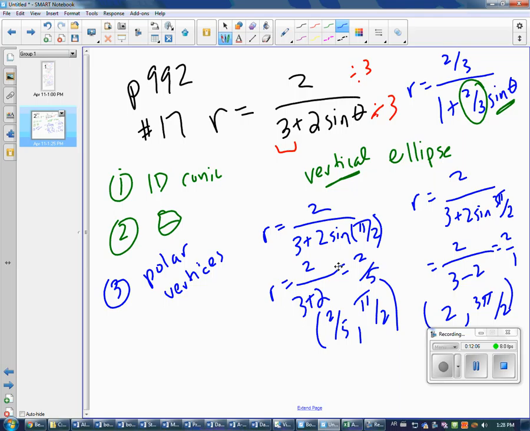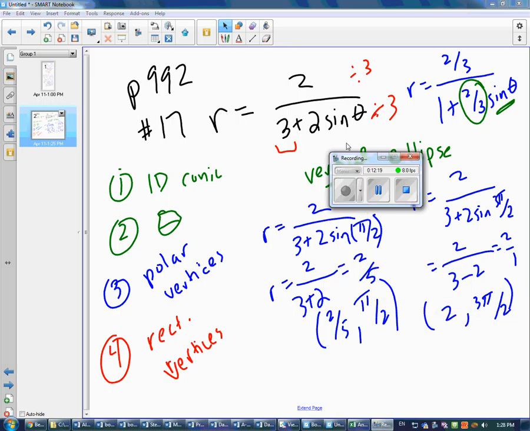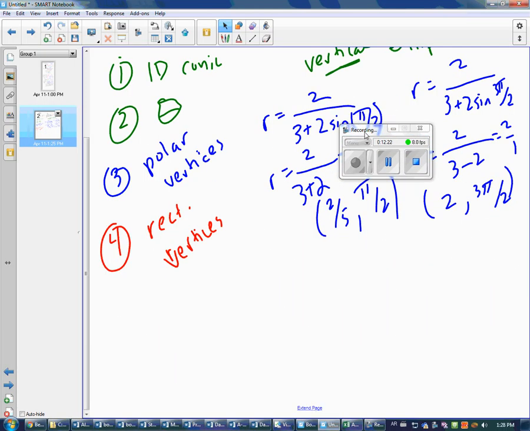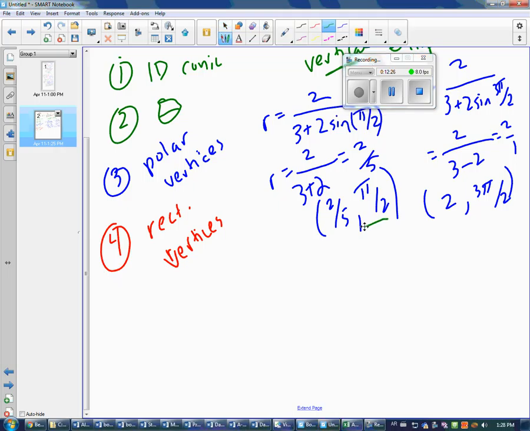So those are the polar vertices. Next, we're going to convert the polar vertices into rectangular vertices. So graphing these, if I go to angle pi over 2, and then I go out 2/5, I am above the pole. If I go to angle 3 pi over 2, and then I go out 2, I am below the pole. So those are the vertices.